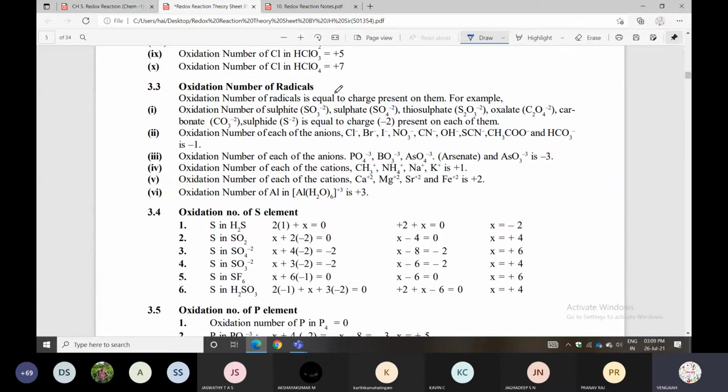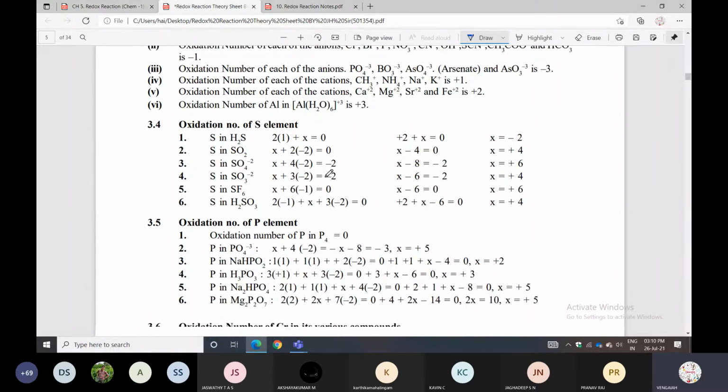Next one is the oxidation number of sulfur. Look at here. In H2S, SO2, SO4 2-, SO3 2-, SF6, H2SO3, what is the oxidation number of sulfur? For H2S, the sum is equal to 0. Take sulfur as X and hydrogen as +1. So 2 hydrogens: 2 into +1 plus X equals 0, then X equals -2. So sulfur's oxidation state is -2. Like that you can calculate.